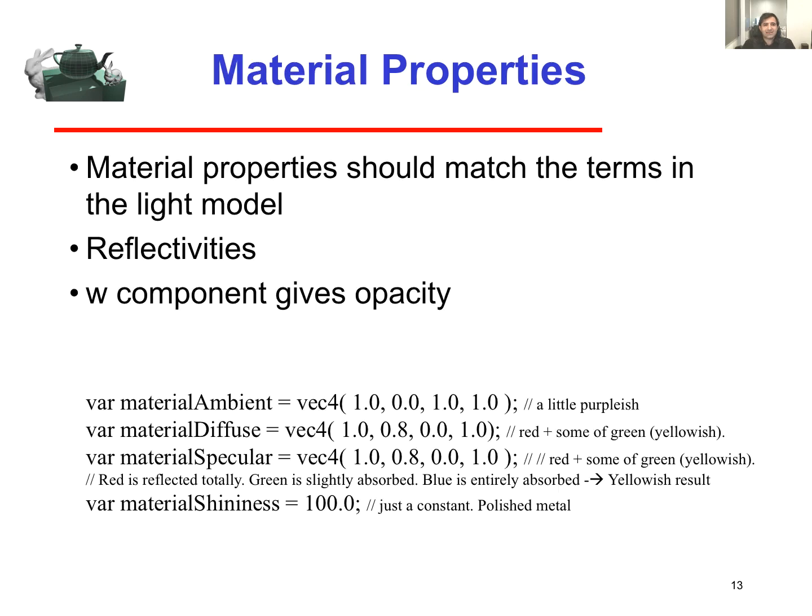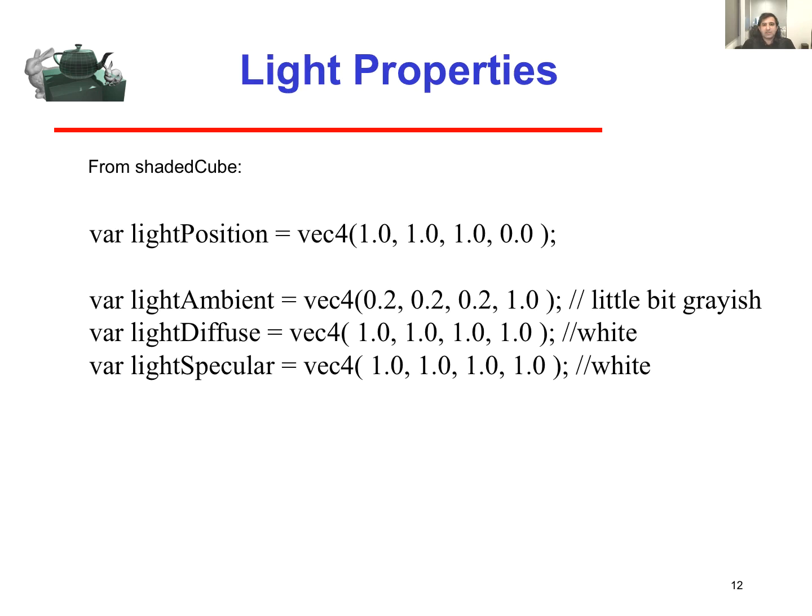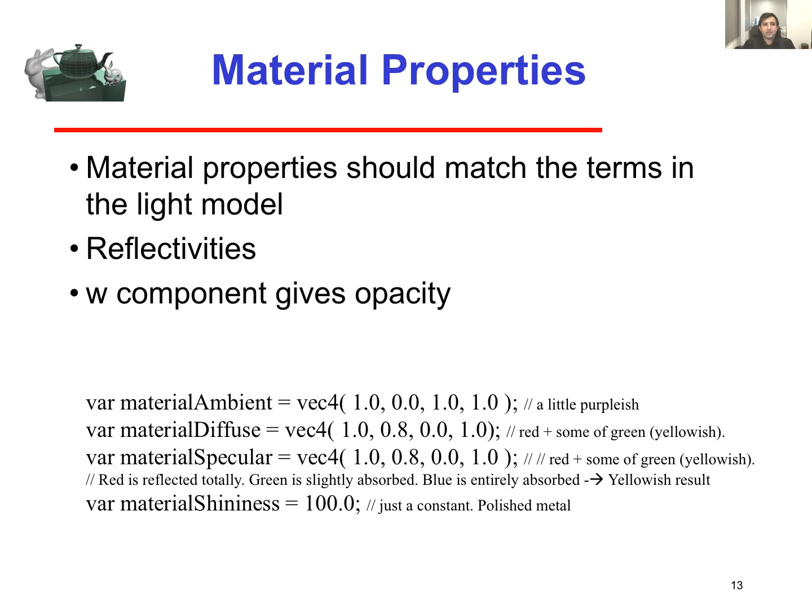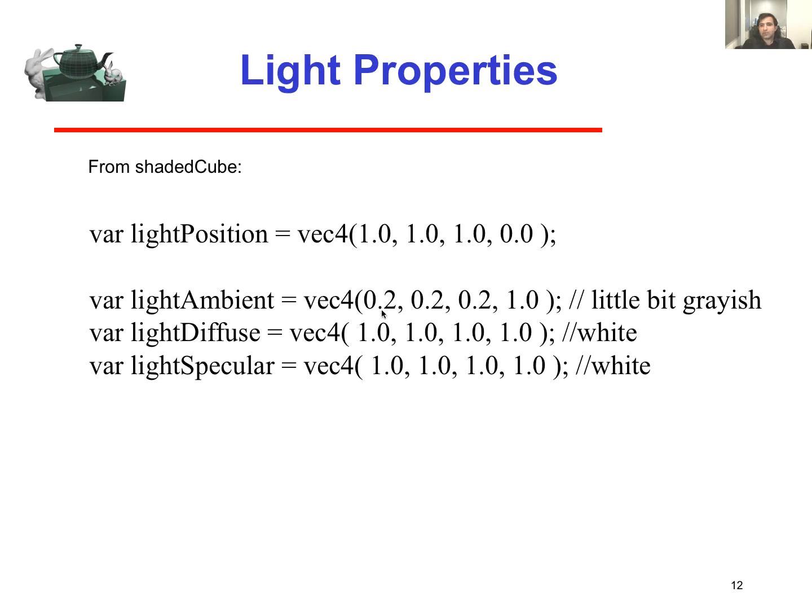As we learned in the last lecture, material properties should match the terms in the light model. So they should match these three. The variables here represent ambient, diffuse, and specular reflectivities of the material, matching the ones that we specified in the previous slide. The ambient reflectivity here shows a small amount of purplish color. We have 1, 0, 1, and these are going to be multiplied by small numbers at the light, 0.2 and 0.2.